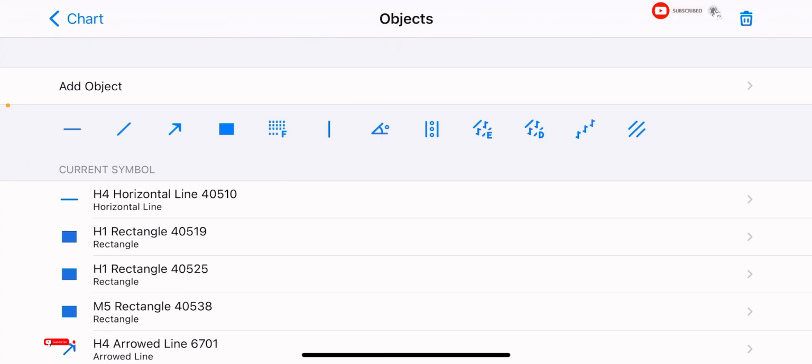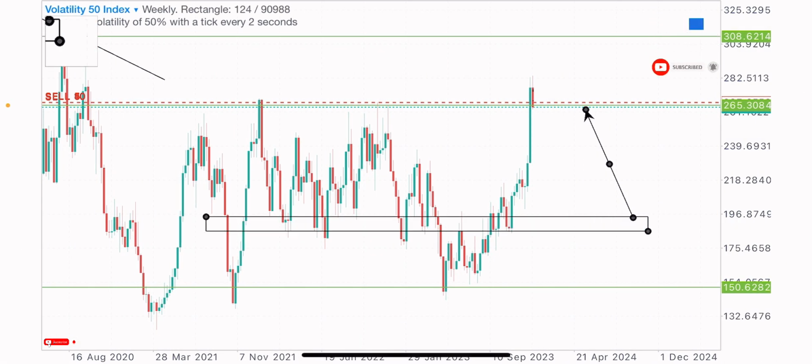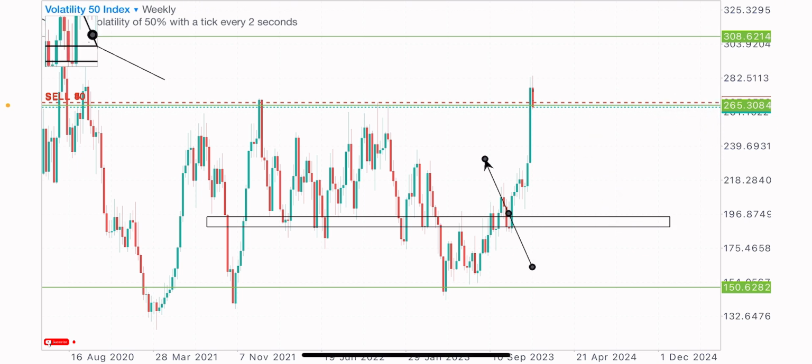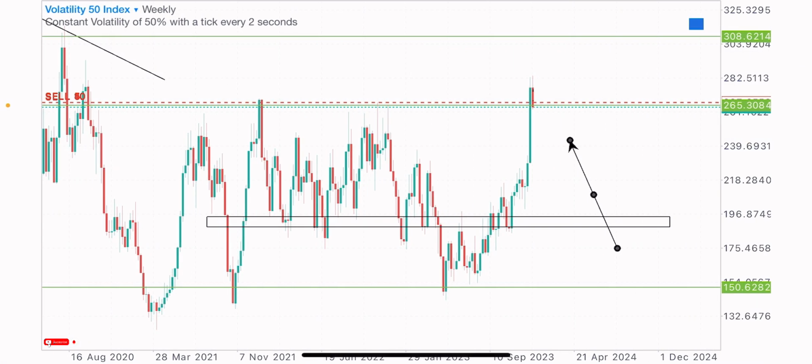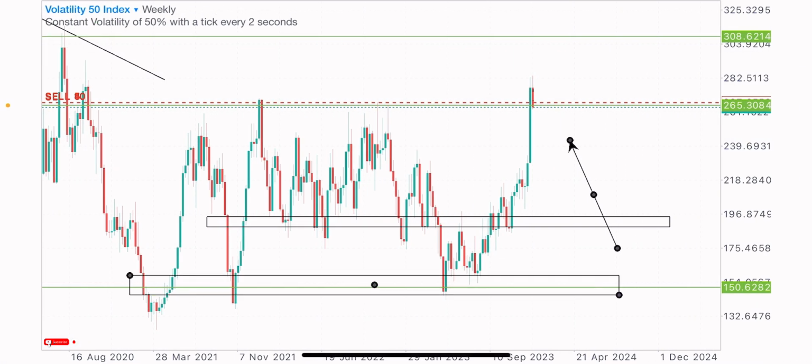So we have our zones identified inside this weekly time frame. We have this level as a key level of support, a key zone we should watch out for, and this level again, which is our level of support, which we already identified.